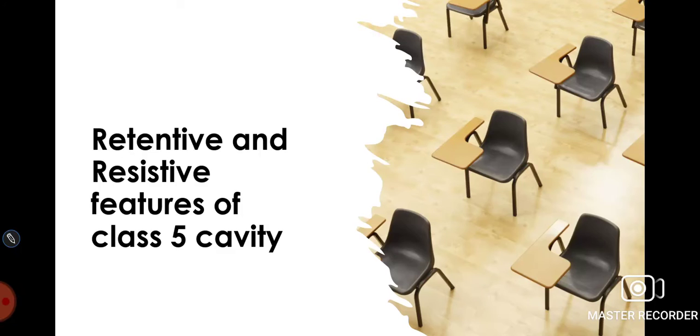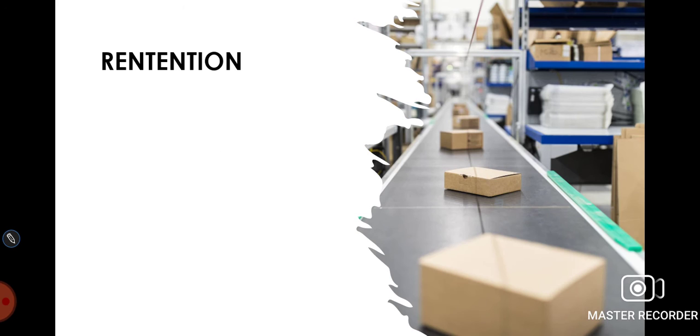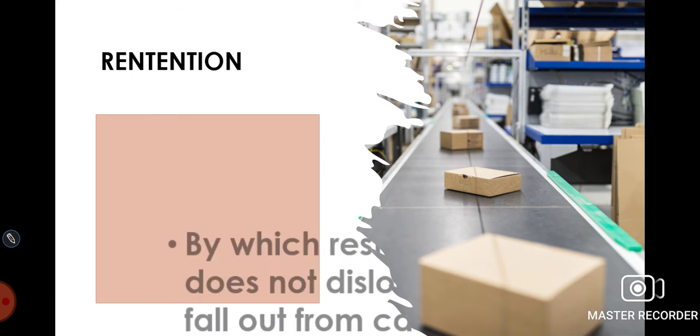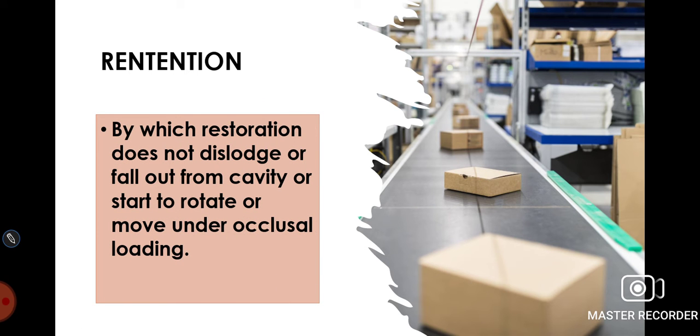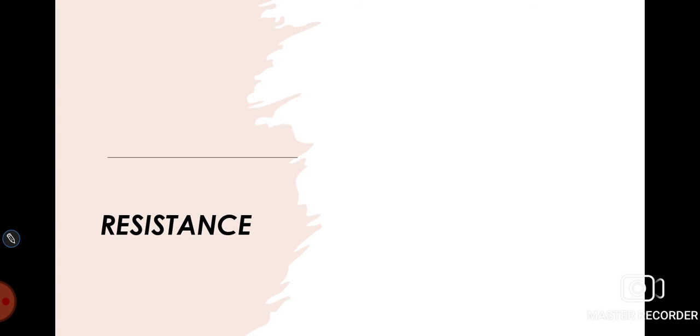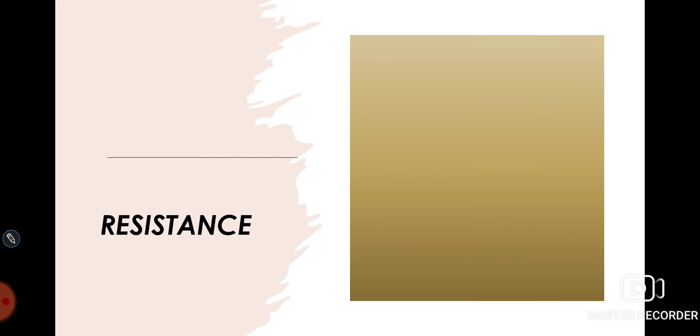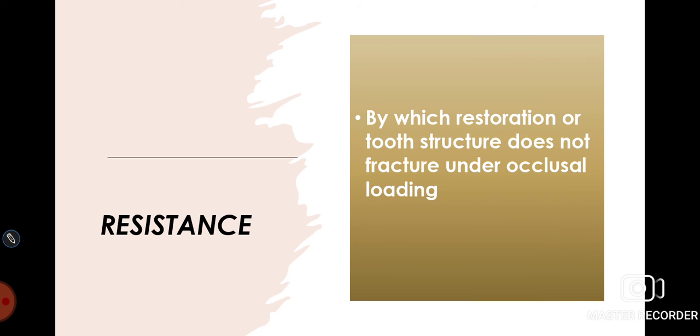This video is about how to give the retentive and resistive features in a class 5 cavity. Retentive features are those by which the restoration does not dislodge or fall out from the cavity, or move or rotate under the occlusal loading, while resistive features are those by which the tooth structure or the restoration does not fracture under the occlusal loading.